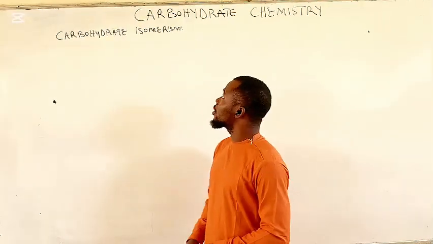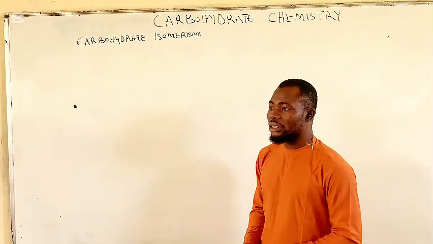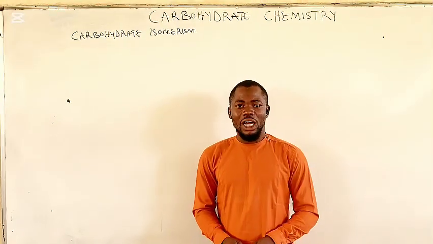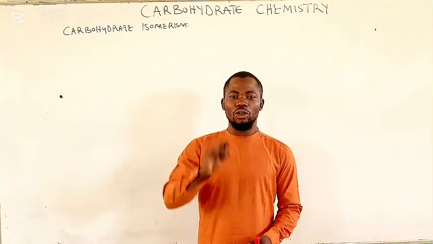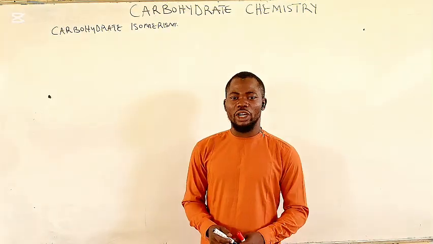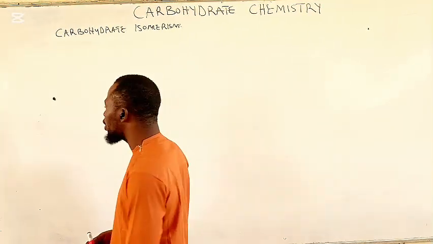In today's class, under carbohydrate chemistry, we shall be discussing carbohydrate isomerism. Isomerism is a phenomenon whereby two compounds have the same molecular formula but different structural formula. On that note, isomerism is generally classified into two.